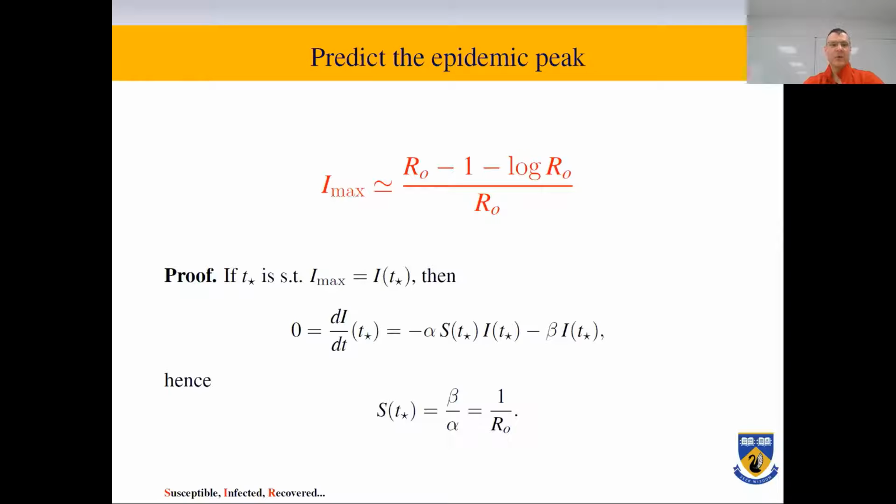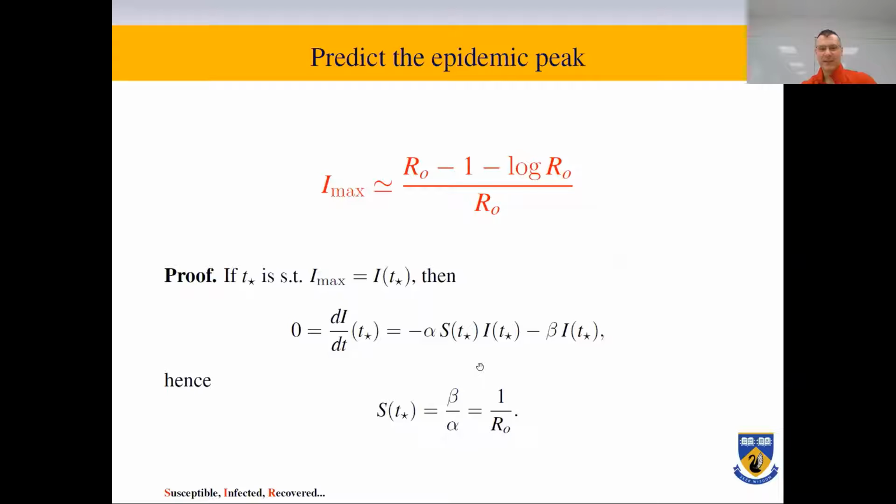So the idea is that you assume that this I max is achieved at some time t star. And when a function reaches its maximum, it means that nearby the values of the function are changing very little. So the rate of change of the function I at t star is equal to 0. You remember that the rate of change of I is minus alpha S I minus, yes, sorry, I think there was a typo here. There is a plus instead of a minus.